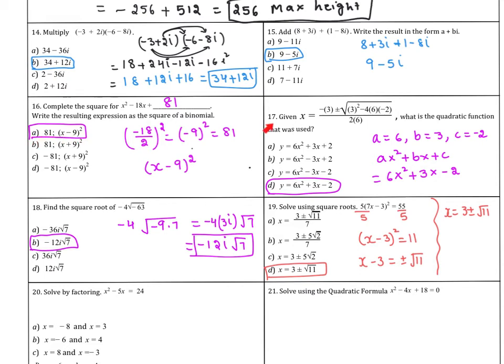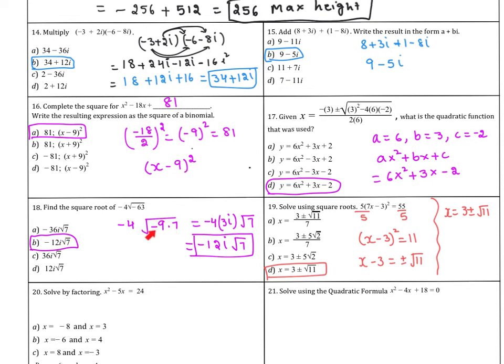For number 17, the formula is negative b plus or minus square root of b squared minus 4ac over 2a. So 2a means this is a, that's 6. Negative b, so the negative remains outside, the b is 3. 4ac means that the c is negative 2. Plug it into the formula, you get the answer 6x squared plus 3x minus 2. That's option D.